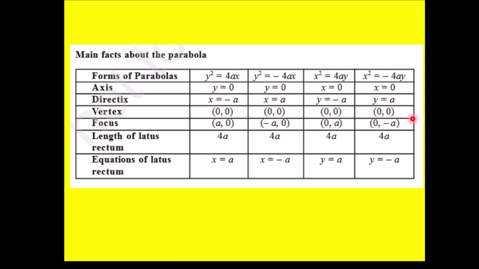Focus already explained. Length of the latus rectum already explained. And the equation of the latus rectum is x equal to a, x equal to minus a. It will pass through the focus actually. Wherever the focus will be, you see (a, 0), so the latus rectum is x equal to a. Focus (minus a, 0), x equal to minus a. Here (0, a), so the equation of the latus rectum is y equal to a. (0, minus a), so the equation of the latus rectum is y equal to minus a.